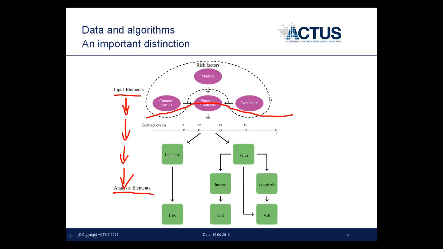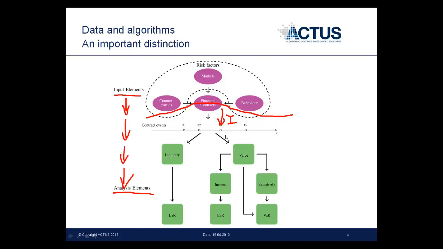The first set of algorithms produce what we call the contract events. So that is the first step. Let's call it Roman 1. We call them also cash flow drivers. And the second set, the analysis element.